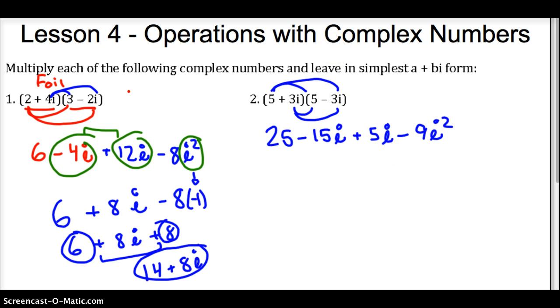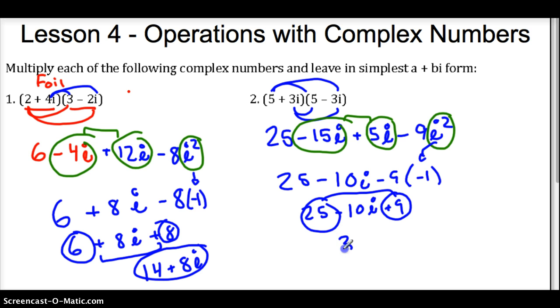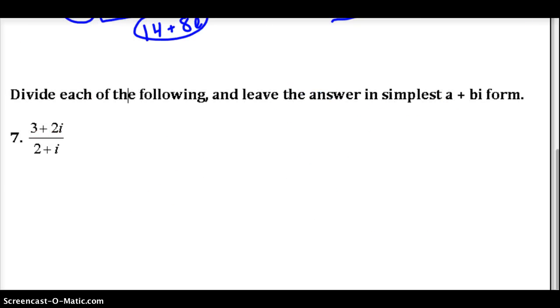Okay, so once again, we have to start off with combining like terms. So we have negative 15i and 15i. Those are our like terms. We'll combine those together. And we got to convert this into a negative 1. So let's rewrite 25. This minus this will give us negative 10i minus 9 times negative 1. Simplify from here, 25 minus 10i plus 9. And then finally, combine these two like terms right here, 25 and 9, which gives us 34 minus 10i. That is our final complex number. Done and done.